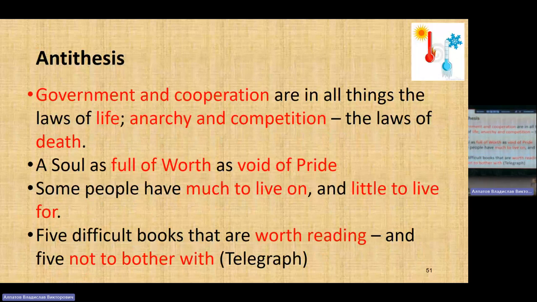Some people have much to live on and little to live for. Right? We have this direct opposition between much and little, and therefore live on and live for, opposed to. Five difficult books that are worth reading, and five not to bother with. So it is everywhere. It can convey deep ideas or just be a catchy headline.